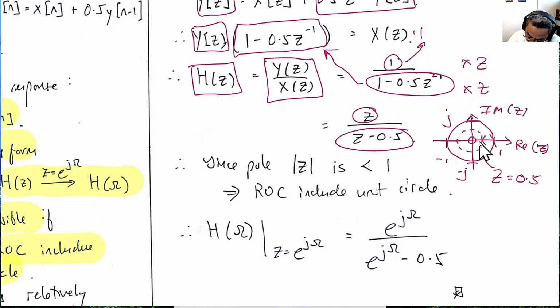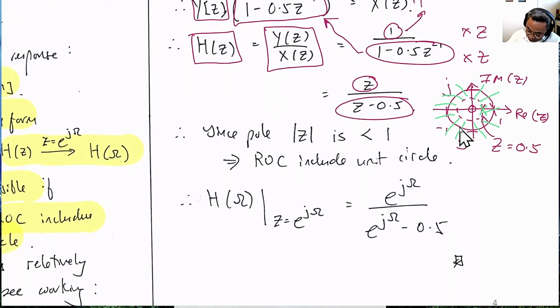So I'm now going to sketch in green. The ROC is external to this circle with radius 0.5 because the pole is sitting at positive 0.5. Since the ROC touches the unit circle, these values along the unit circle exist. So what is this value along the unit circle?